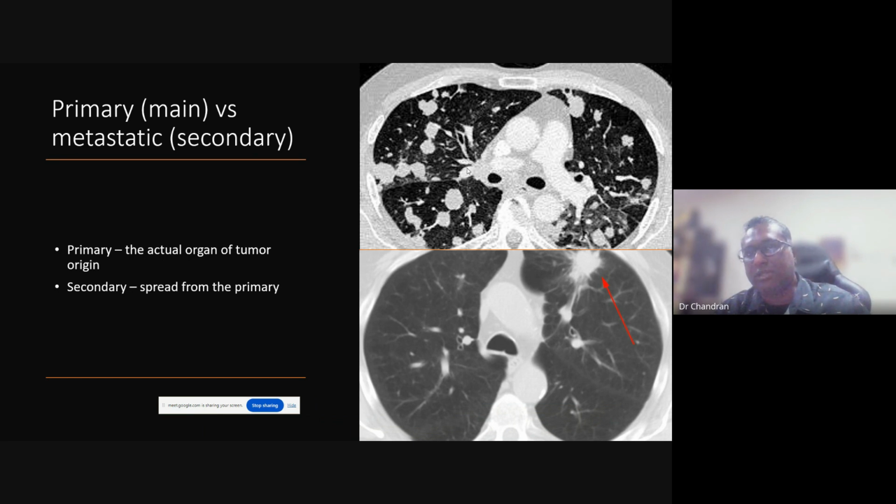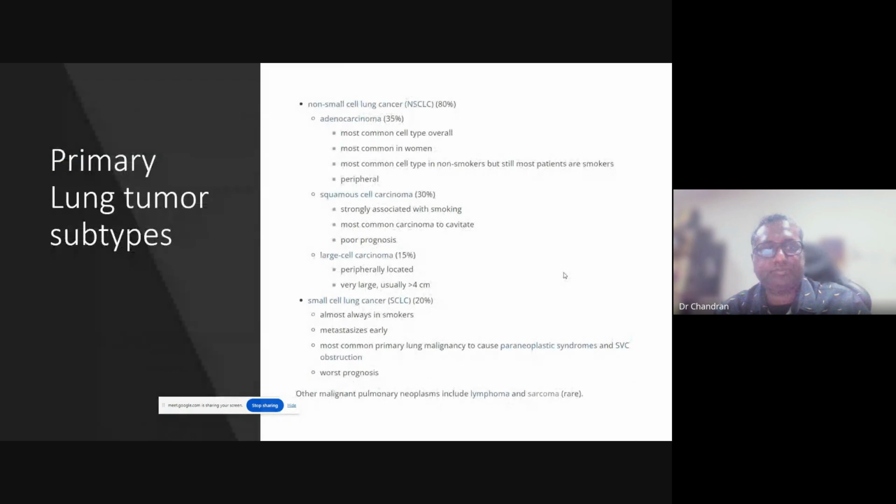They tend to be multiple. Doesn't mean all cases. Some cases they can be just one, and then we do biopsy and it turns out to be secondary. But primary is something like that. Okay, singular ones. Just to show you, when I say primary lung tumor, it does not mean one tumor. It has so many different types of tumor. All of this is known as primary lung tumors.